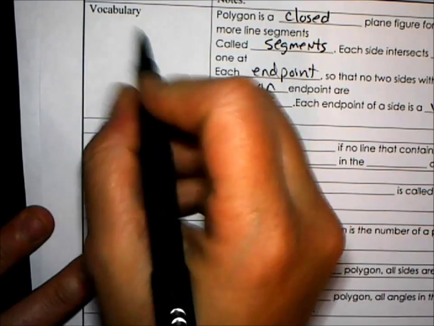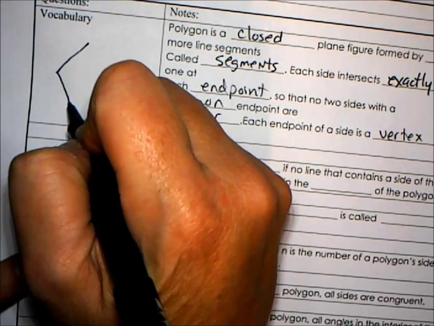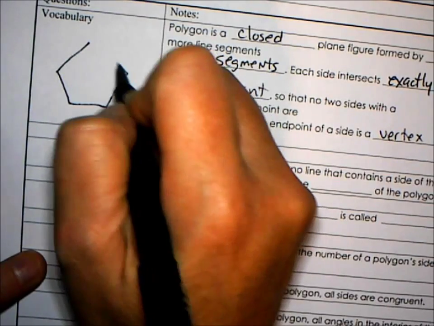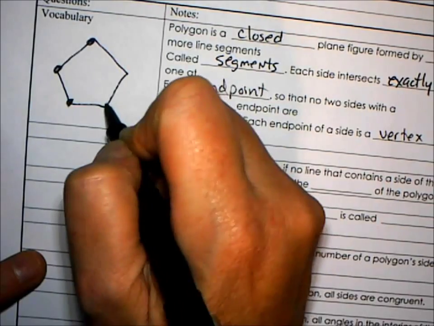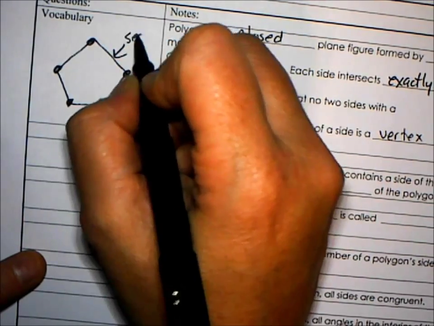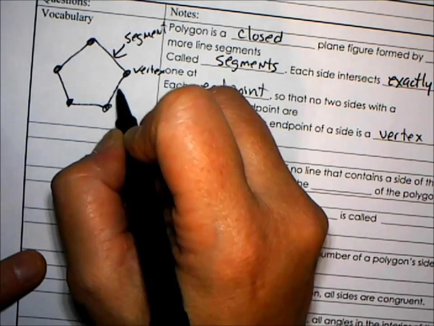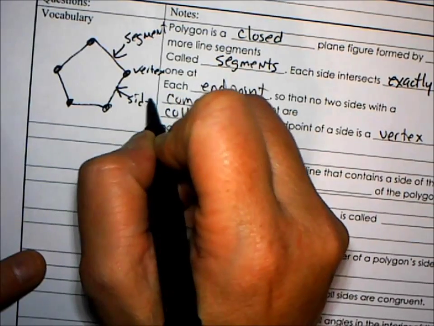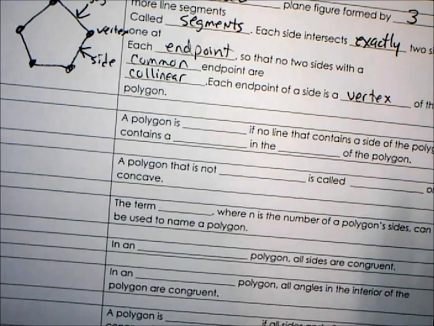So basically, if over here on the side I draw, let me draw a pentagon. Each one of the ends, or the points here, represents a vertex, and these guys are segments, or basically sides of the polygon. This one happens to be a pentagon because it has 5 sides.